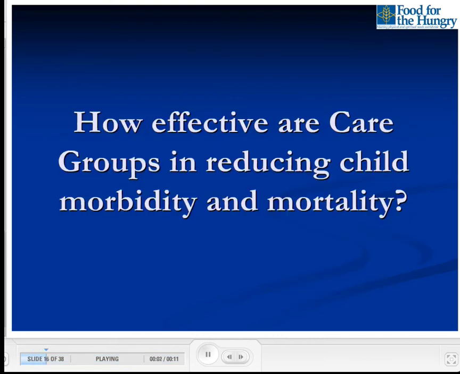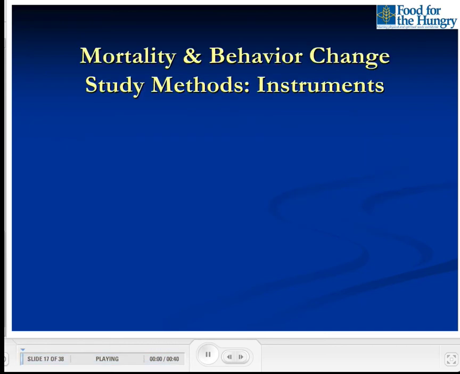Okay, you now have a lot of the background on this care group model. Let's look now in terms of results and impact. How effective are care groups in reducing child morbidity and mortality? I'm not going to give a lot of background in terms of the study methods used in this, so we really just don't have time, but I will give you an overview of what was done.